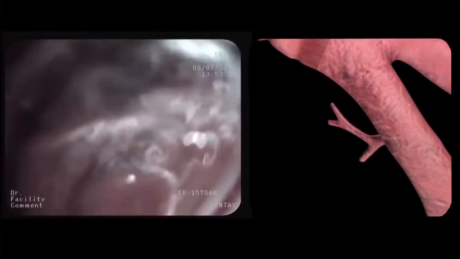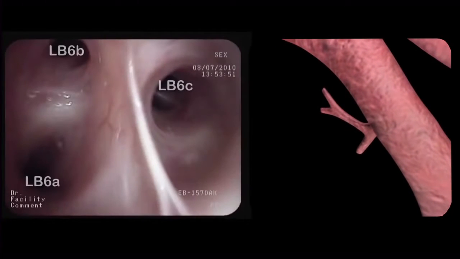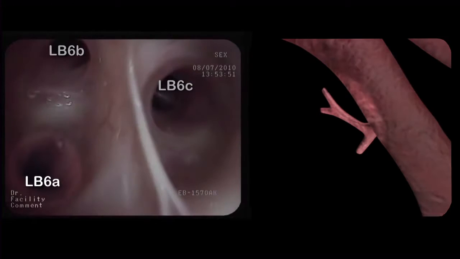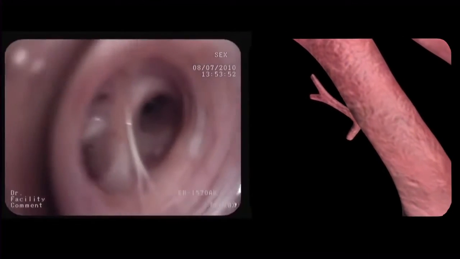We advance into the lower lobe and first inspect the LB6 that immediately divides into three subsegmental branches, LB6A, LB6B, and LB6C. We retract from LB6 and continue further into the lower lobe.